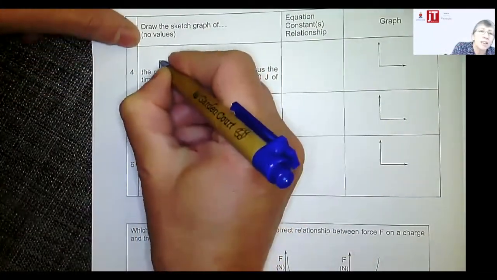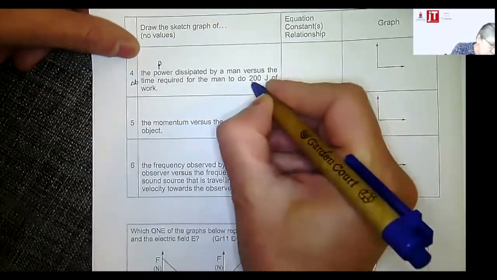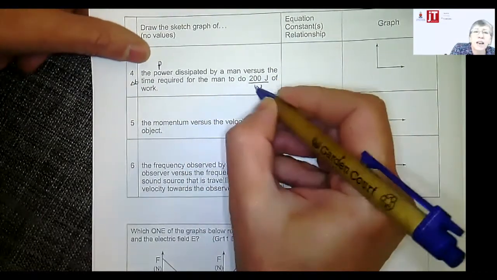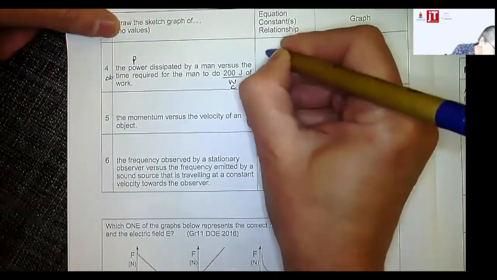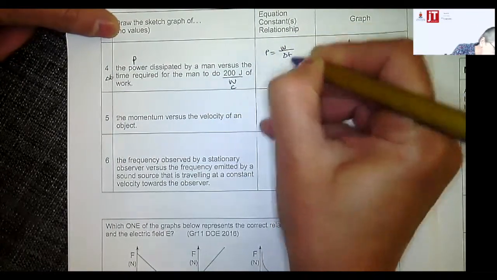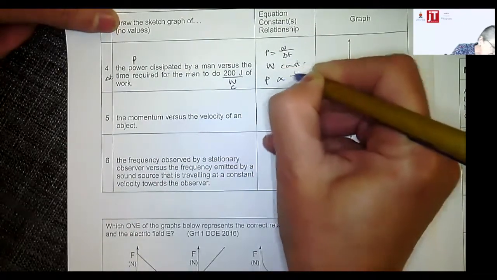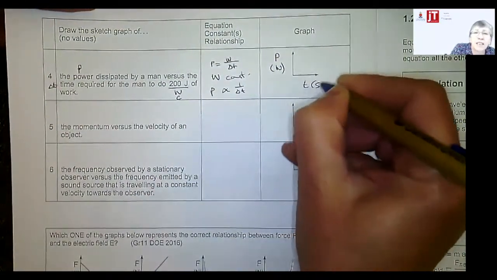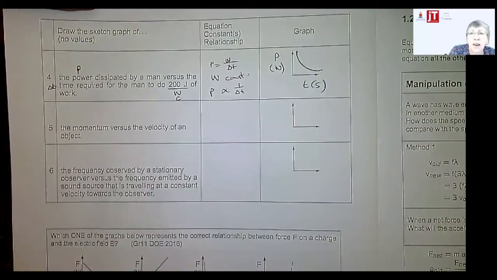The power dissipated by a man versus the time, delta T, for a man to do 200 joules. So you've got work done by the man, and that is my constant because it's got a specific value. Now, you have an equation, P equals W over delta T, and the work done is constant. So what is the relationship between P and delta T? They are inversely proportional. So if I have power in watt and time in seconds, they are inversely proportional. I will go with the hyperbola.